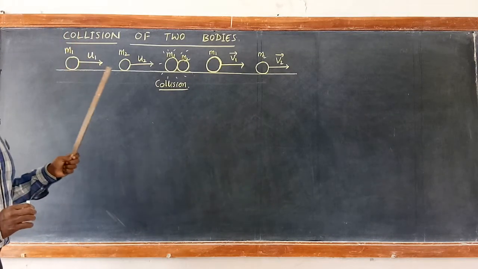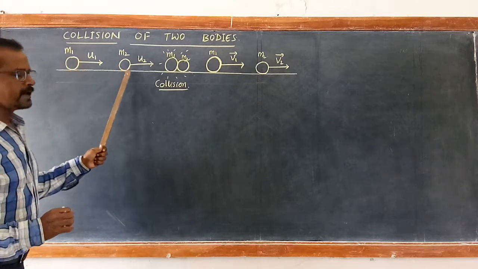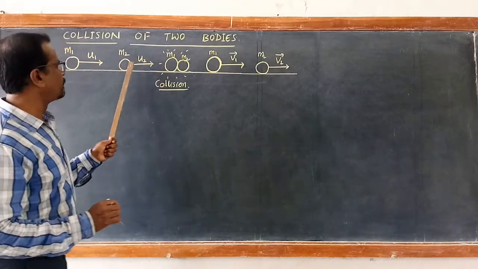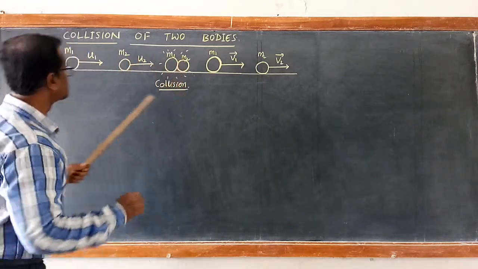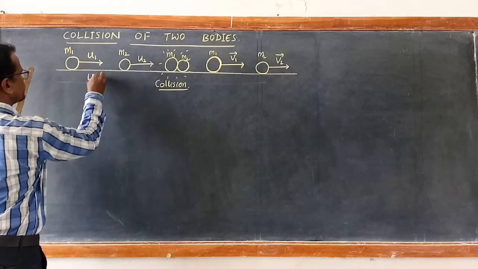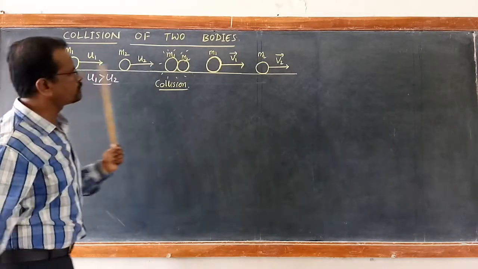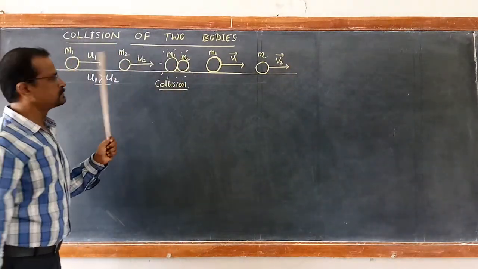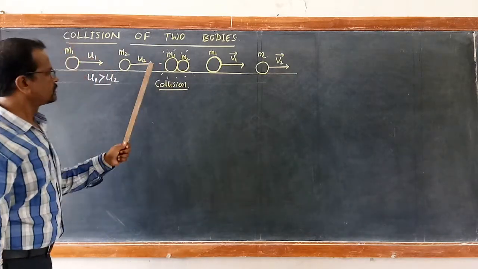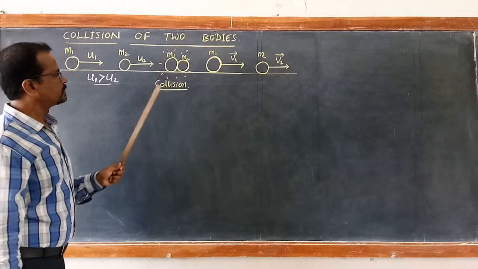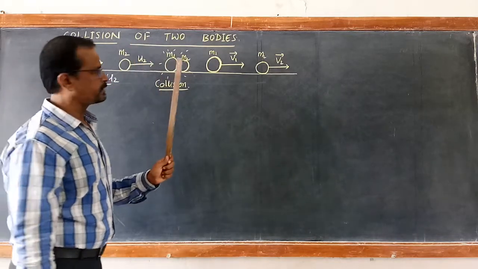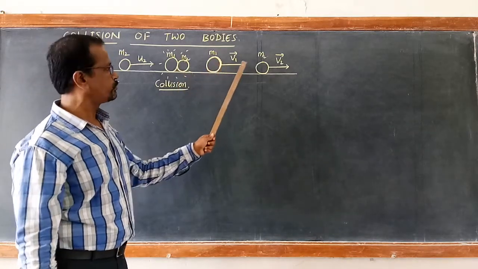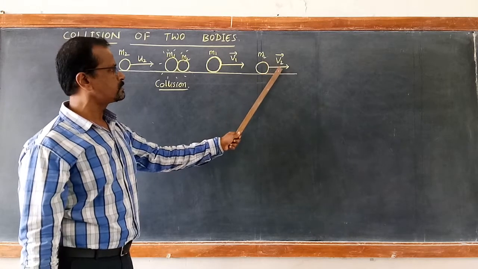Now let us consider there are two bodies of mass m1 and m2. This is the first one, this is the second one. m1 is going with initial velocity u1 and m2 is going with initial velocity u2, such that the velocity u1 is greater than u2 and they are both moving on the same line, same path. After some time, m1 collides with m2. Because u1 is greater than u2, definitely it is going to collide. As a result of collision, after collision, the velocity of m1 becomes v1 and the velocity of m2 becomes v2.